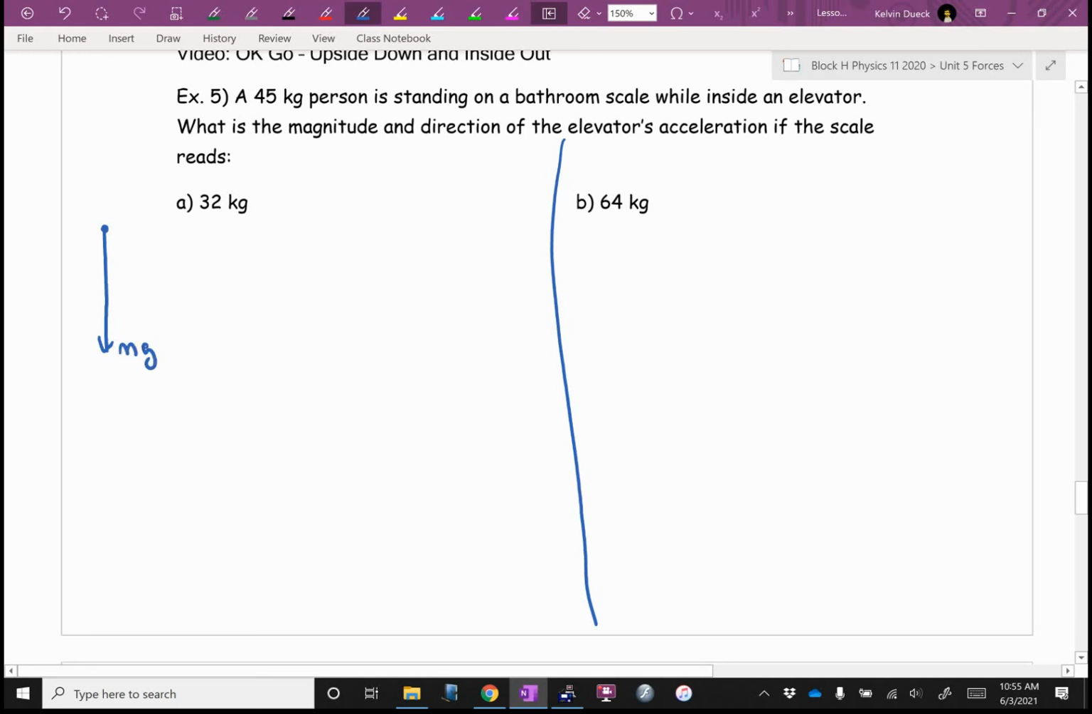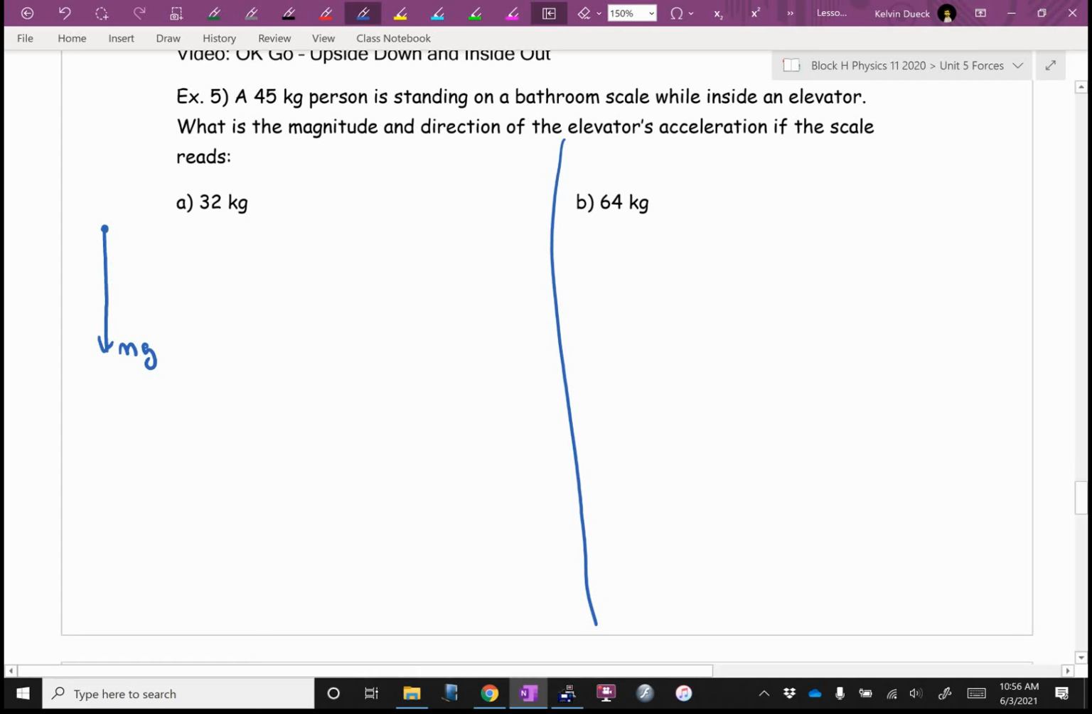By the way, what's this person's mass, Sarah? According to part A, what's the scale saying this person's mass is? Loud and proud. What's the scale saying this person's mass is? Okay. Is this person feeling heavier or lighter? Which way are we accelerating? Okay, the good news is it's down or up. So, which way are we accelerating if we feel lighter?